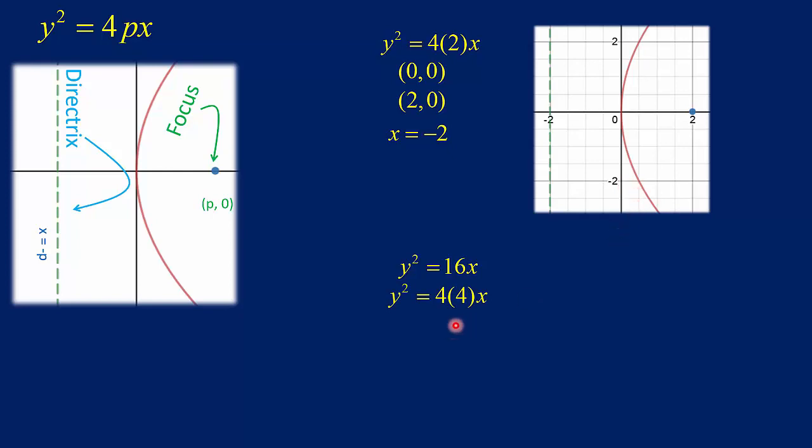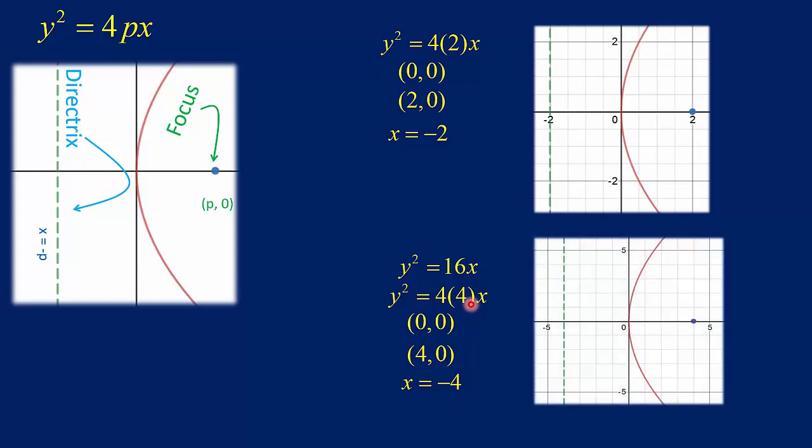The p is 4, because we have y squared equals 4px, p being 4. So now, the vertex is just 0, 0. Then we're going to add 4 to get the focus, and then we're going to subtract 4 to get the directrix. And it looks like the other one. It's opening to the right. Both of these are.